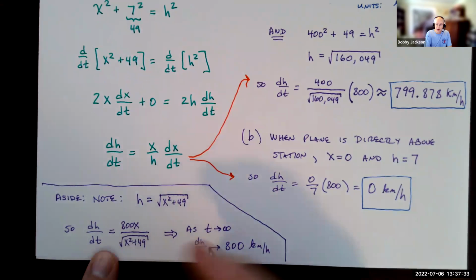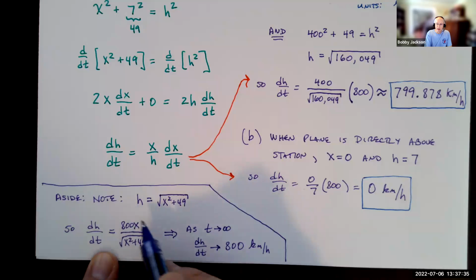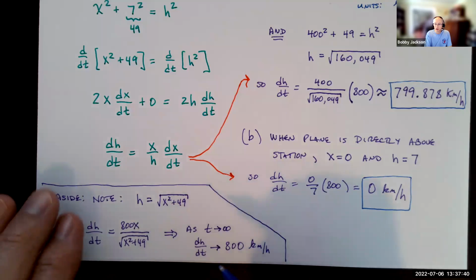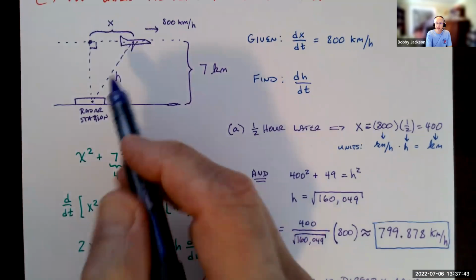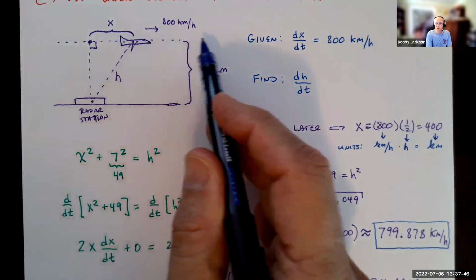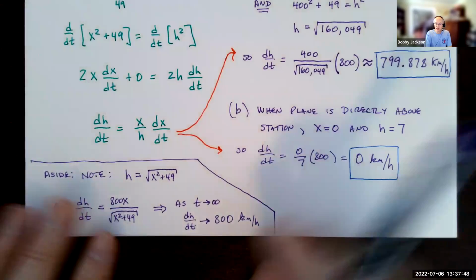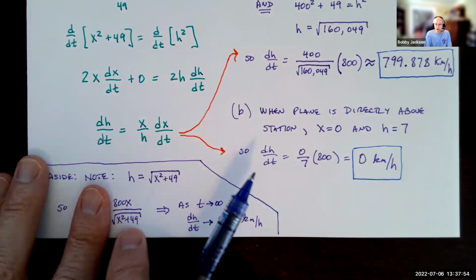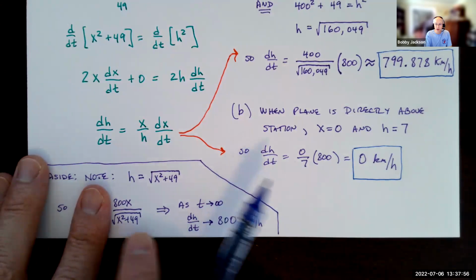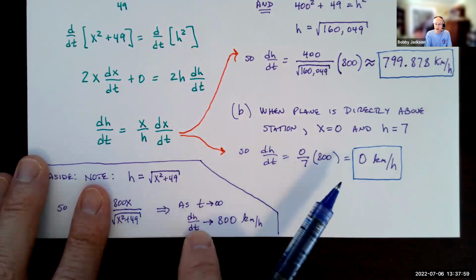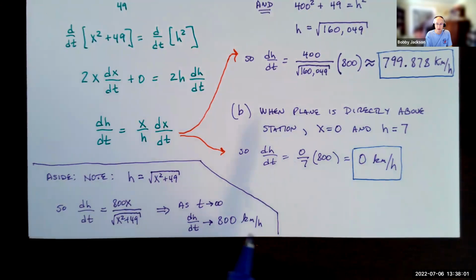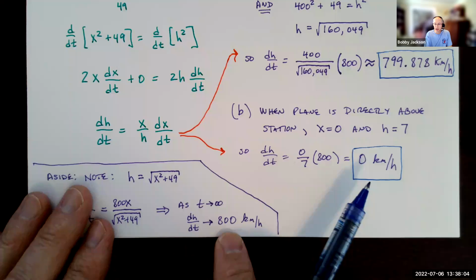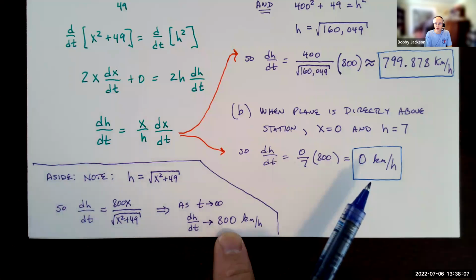Here's dh/dt. Well, go back to when we talked about limits. As t goes to infinity, x goes to infinity, right? x is getting bigger and bigger as time progresses. This plane continues to move out that way. As x goes to infinity, see if you can recall how to find limits at infinity, but you should note that this expression is going to 800. In other words, as time progresses, dh/dt, the rate of change between the radar station and the plane, is approaching, getting closer and closer to 800 kilometers per hour, the actual speed of the airplane.